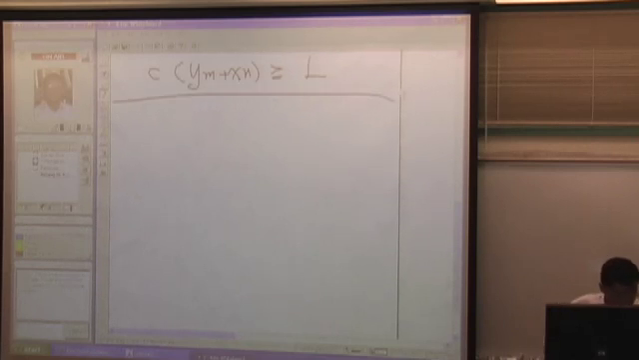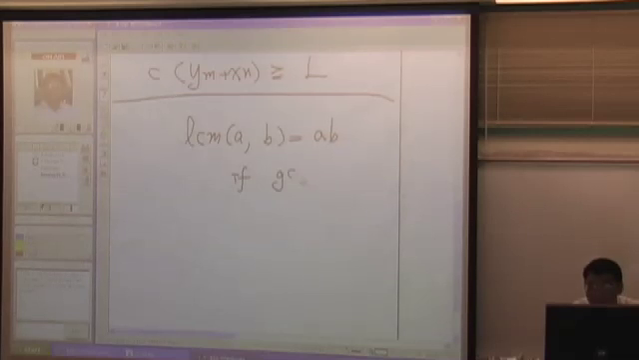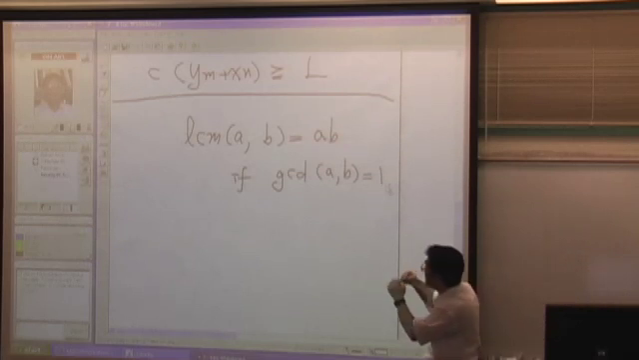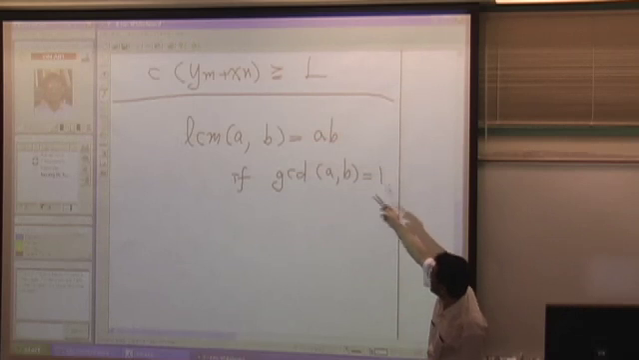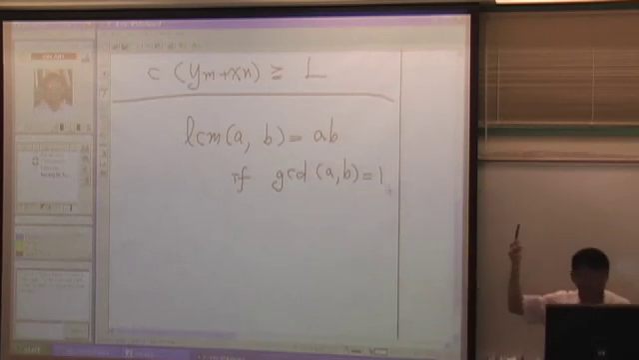In any case, the next case is the corollary to this one. LCM of A and B is nothing but A times B if GCD is 1, because of this fact. Because if we multiply GCD and LCM, it is AB, but if GCD is 1, then automatically it is A times B. It is a corollary to the previous one.